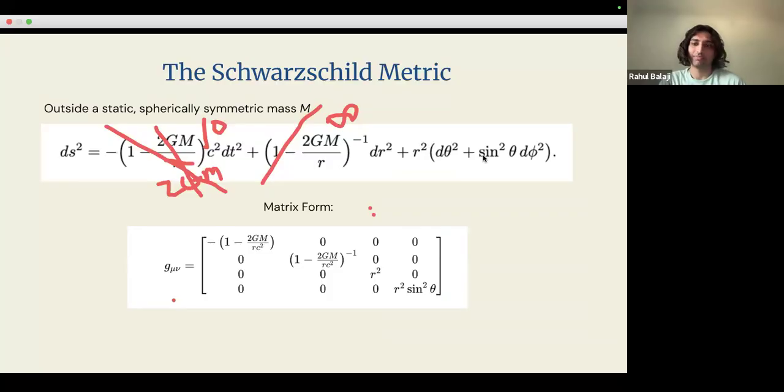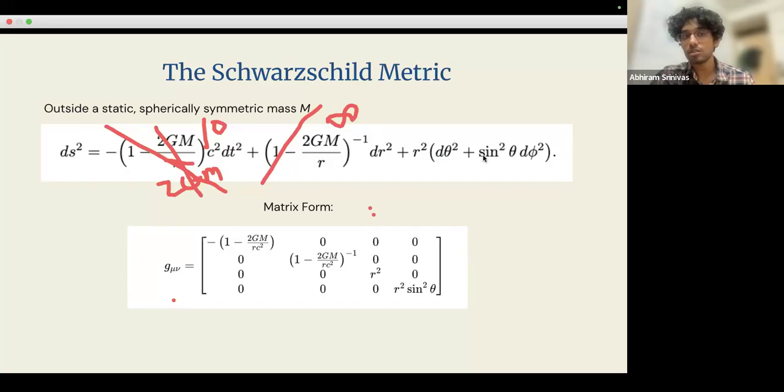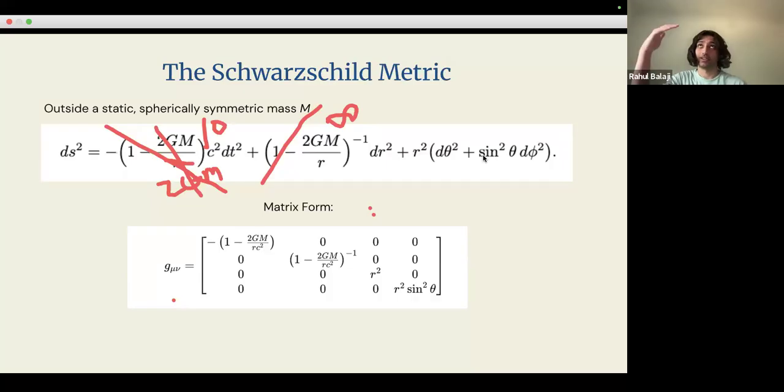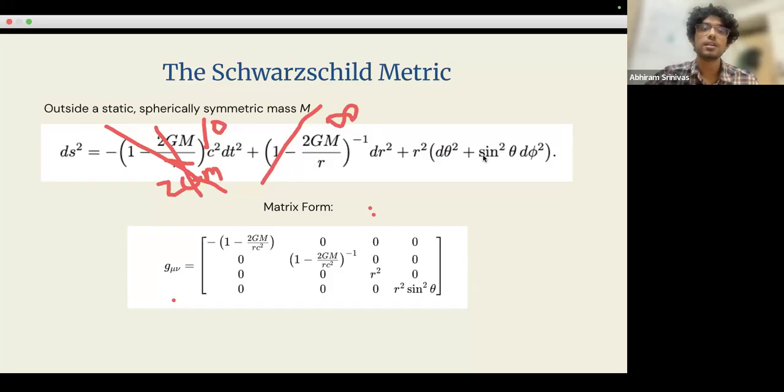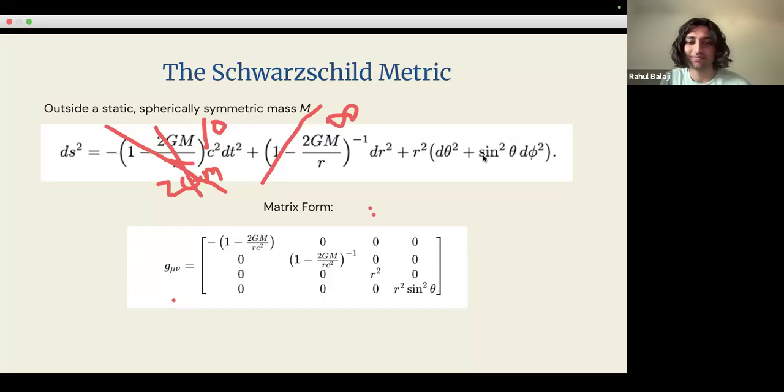You go past 2GM. That's it. So it must be more than 2GM. Yes, exactly. But if I have something more than 2GM, then the first term will also not become 0, right? Less than 2GM. Yeah, so you get a negative there. Okay, that's what that means. Okay, got it.